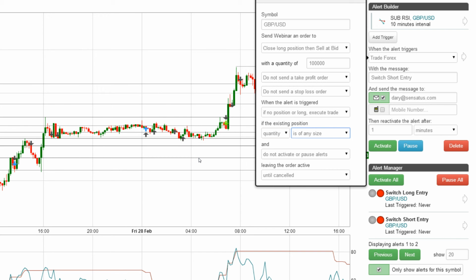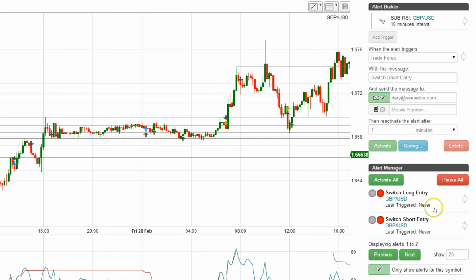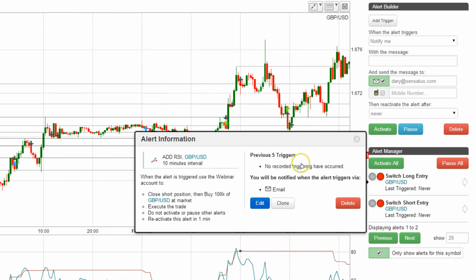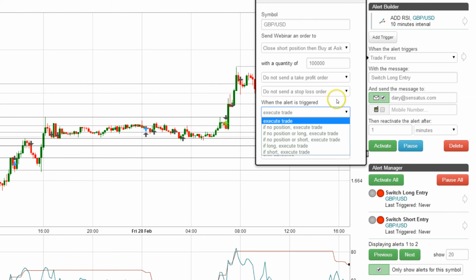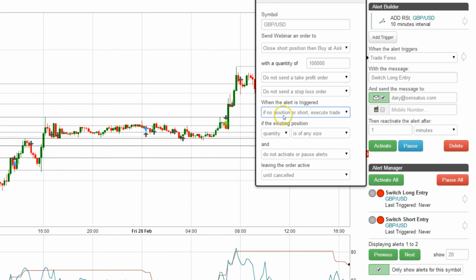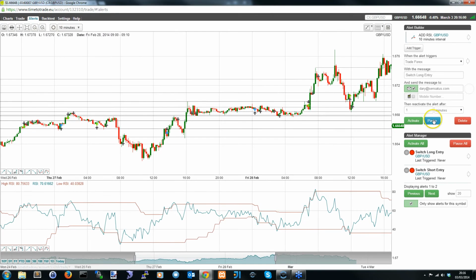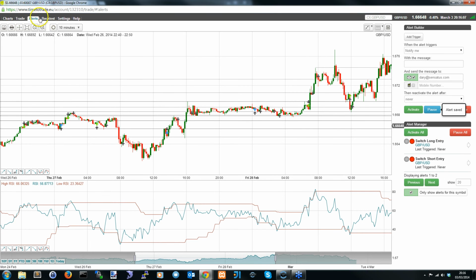So that means if we are in a long position, we want to close it and then sell into a short position. Okay. And pause that, and now go to the other one. So what I'm saying here, if we have no position open, so at the very start we'll have no position, or if we're short, we want to close the trade. So now we'll back test that.